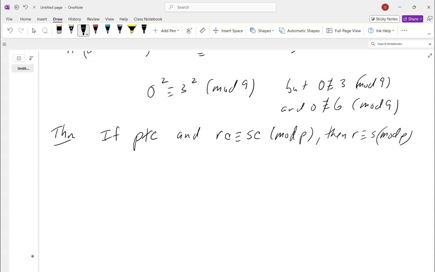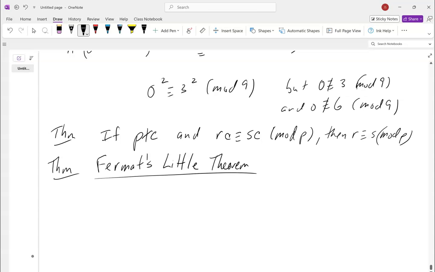But this pops up in the next theorem, or lemma. I actually called it lemma, but I want to call it a theorem because we're not doing the big theorem of the section. This theorem is actually referred to as Fermat's little theorem. It's just a wee little theorem. So you may be familiar with Fermat's last theorem.